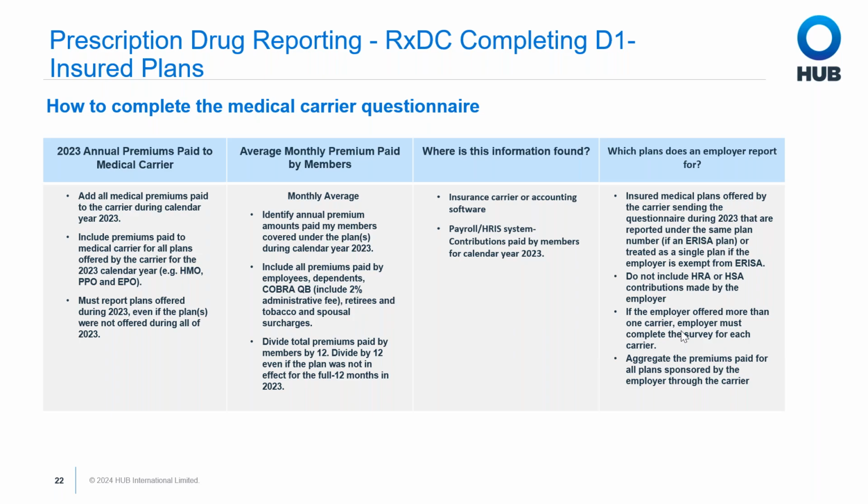So you would aggregate all of the premiums paid to that carrier, like an HMO, PPO, and EPO. If you have, for example, a union plan and a non-union plan, and the plans are different plans with different plan numbers, you would report separately for the union than for the non-union. If the union and the non-union employees accept and use the same plan, you aggregate those premiums for both plans.